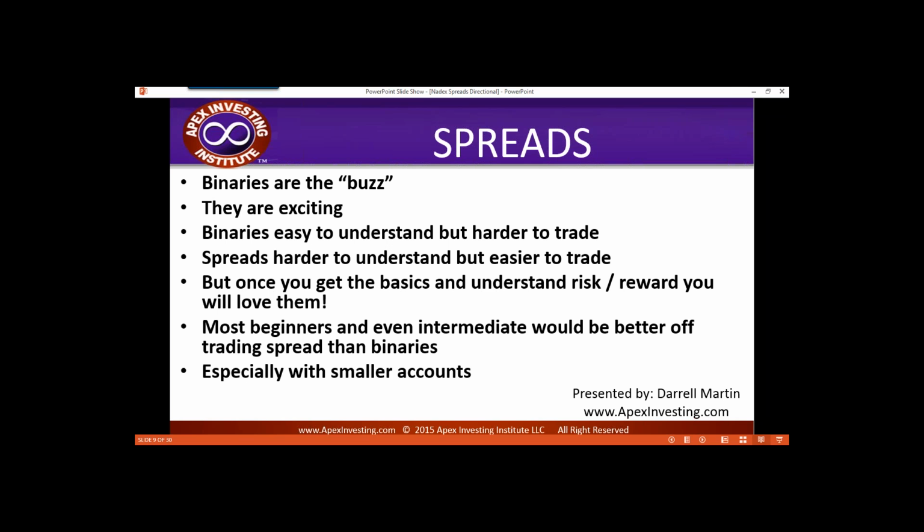And I know binaries are the buzz, binaries are what's exciting. And binaries are easy for a newbie to understand. But binaries are much harder to trade because you have so many different binaries to choose from. You have in the money and out of the money binaries. You've got different times to expiration. You've got time decay that affects you. And the market can be going your direction for a little bit, but then it turns against you and becomes a loser.